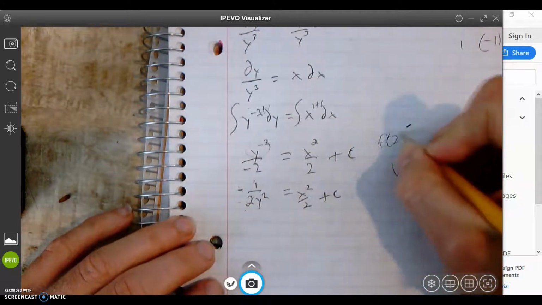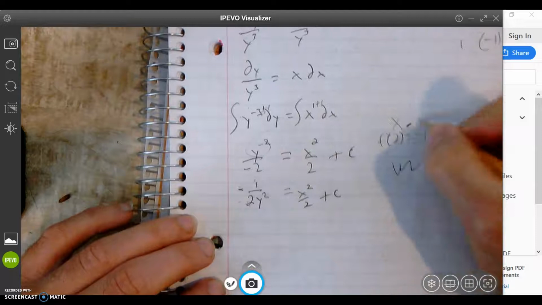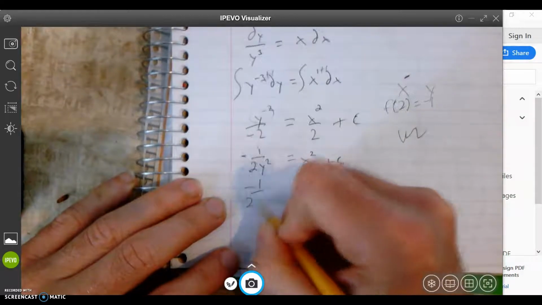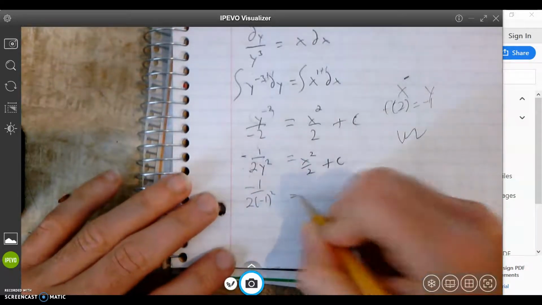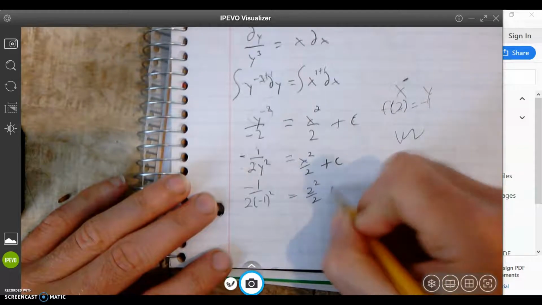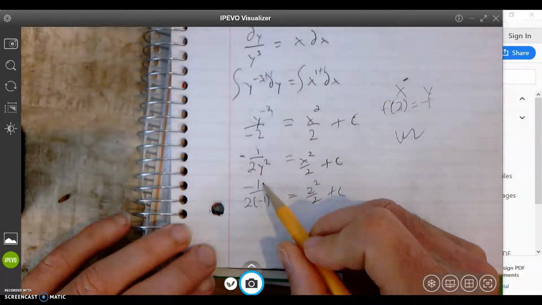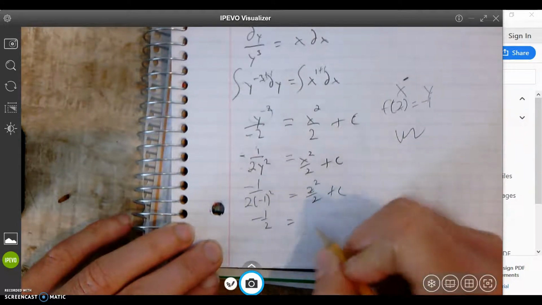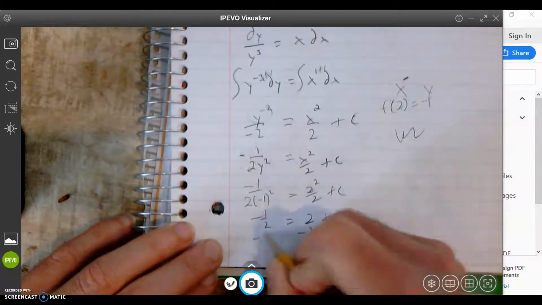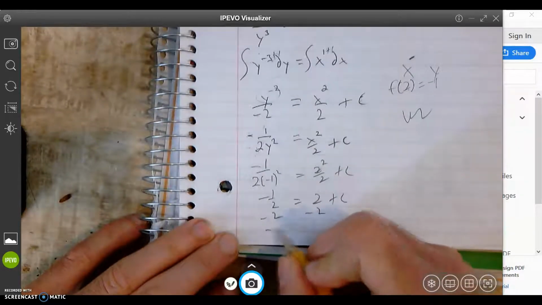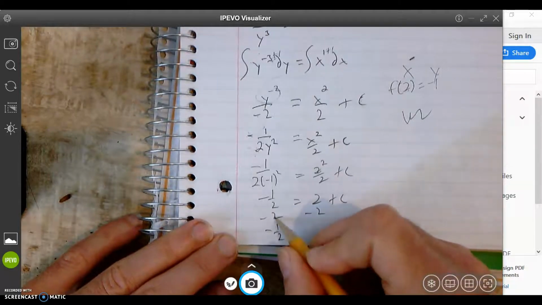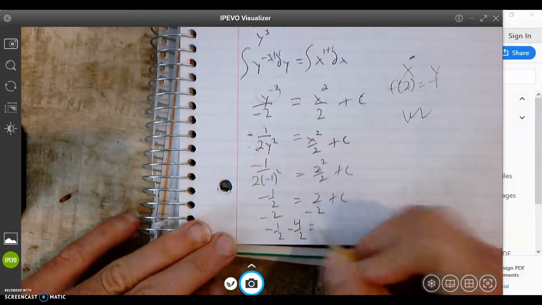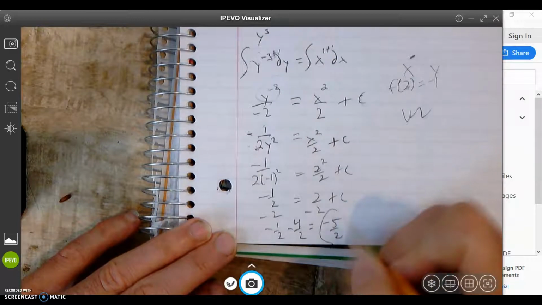F of 2 equals -1. So this is x, this is y for this one. So y is -1. -1 for y and 2 for x. So -1, this is +1, so this is just -1/2. And this is 4 divided by 2, which is just 2. So subtract 2. So I can do a little fraction action, -1 over 2, minus 2. So that's -4 over 2. Because 4 over 2 is the same as 2, right? So it's going to be -5 over 2 is C.